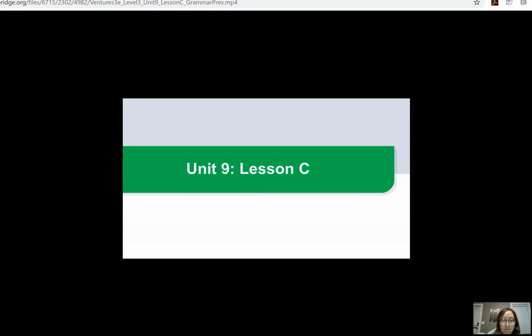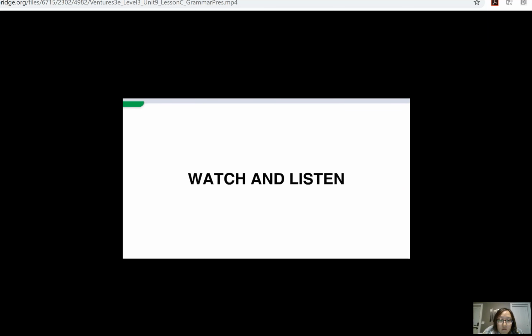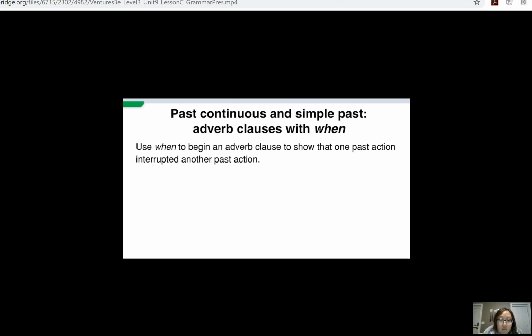Unit 9, Lesson C. Past continuous and simple past. Adverb clauses with when and while. Watch and listen. Past continuous and simple past. Adverb clauses with when. Use when to begin an adverb clause to show that one past action interrupted another past action. He was painting. Then it began to rain. He was painting when it began to rain.